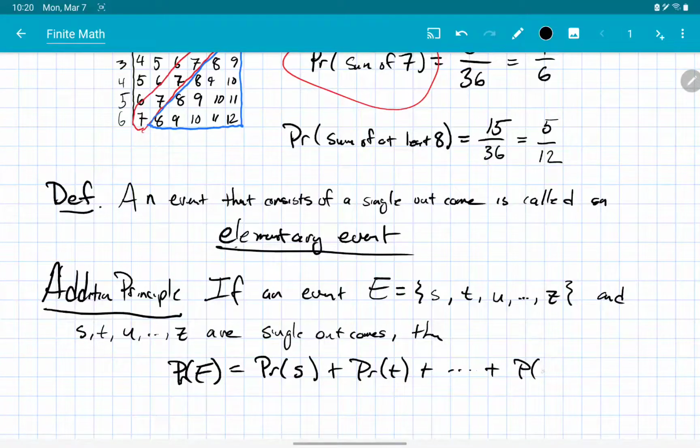So sometimes it will be easy to see how to break down an event into different single outcomes. And then if we can compute the probability of each of those single outcomes, then we can simply sum those up to get the probability of the event. Sometimes, however, we will see events will be hard to write like this, and so we'll need some other way of figuring out how to find the probability.